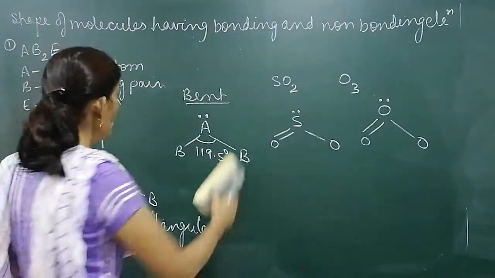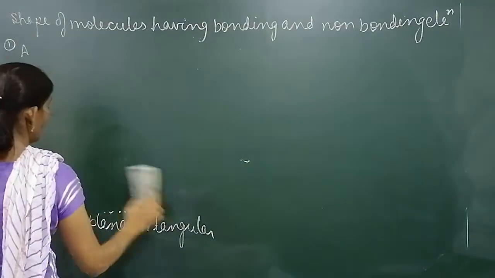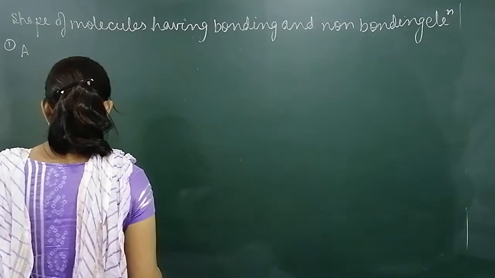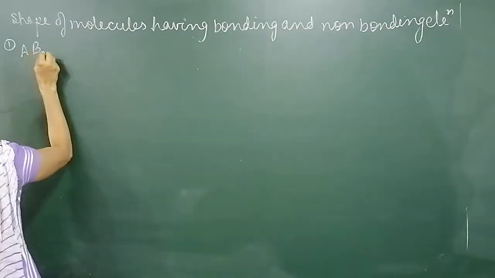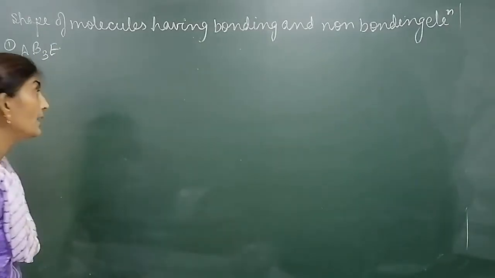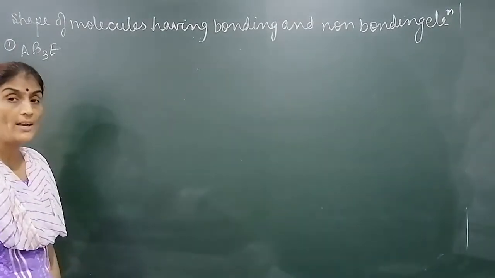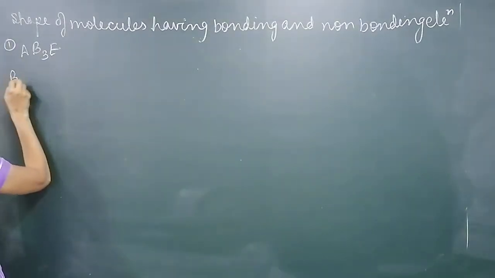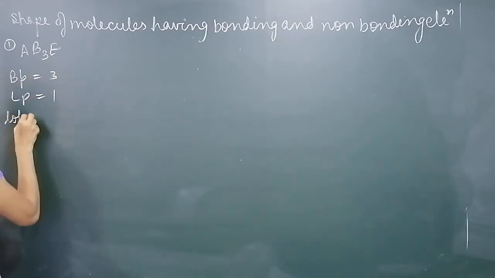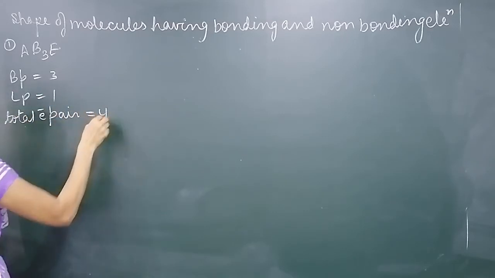Now next type of molecule, second type. Second type of molecule is AB3E. What do you mean by AB3E? Around central atom A, there are total 4 electron pair. 3 bonding and 1 lone pair. Bonding pair 3. Lone pair 1. Total electron pair 4. Total electron pair around central atom is 4.